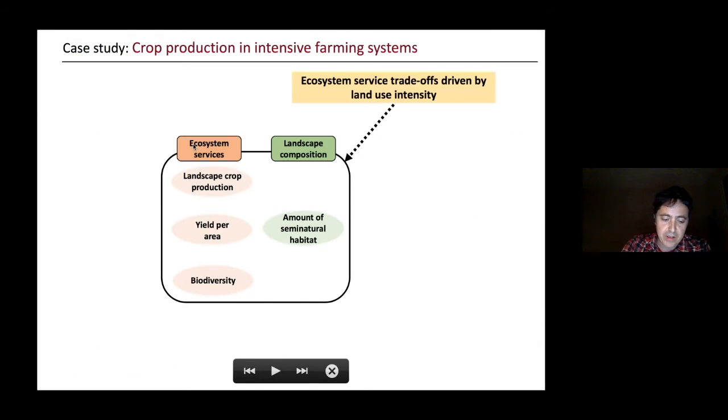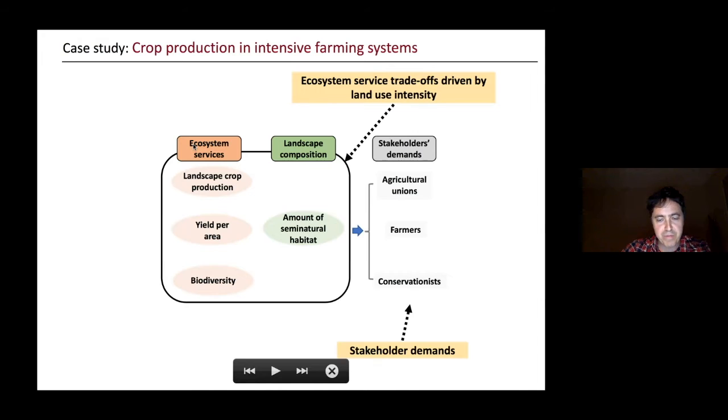So the idea was to look at a particular set of ecosystem services. As I said, this is a model, it's a simplification of reality, and we only consider 3 ecosystem services, namely the crop production at a landscape scale, the crop production per unit area or yield per area, and biodiversity, which, I mean, it is debated whether biodiversity is an ecosystem service in itself or not. I'm not going to go into detail about that debate, but here we consider it as an ecosystem service. And we look at the trade-offs between these 3 ecosystem services and landscape composition, quantified as the fraction of semi-natural habitat relative to cropland.